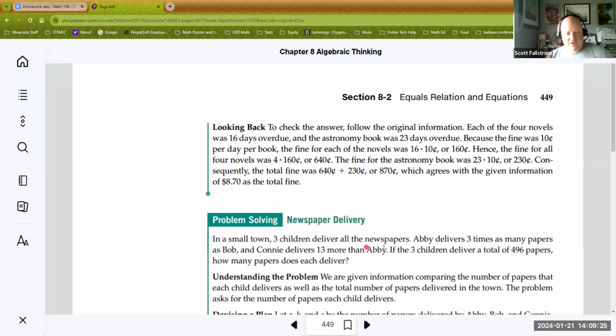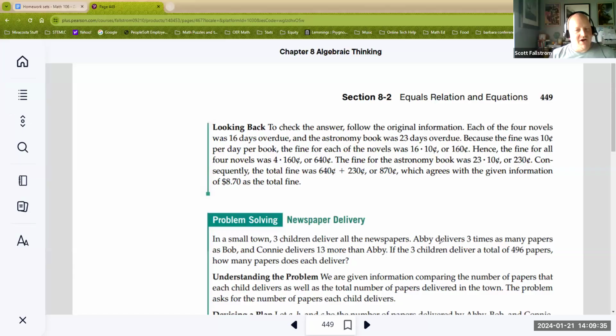Okay, 3 children deliver all the newspaper. Abby delivers 3 times as many papers as Bob. Okay. So again, if I was doing this problem, I'd start jotting things down for myself. Well, Abby does 3 times as many as Bob. So if Bob did 10, Abby would do 30. So Bob and Abby have a relationship, right? So if Bob does 10, Abby does 30. So I put a 3 over here, and all of a sudden, A is equal to 3 times B. I have a relationship between those.